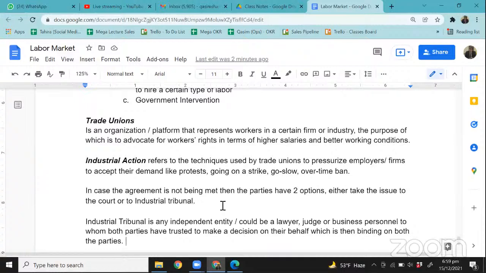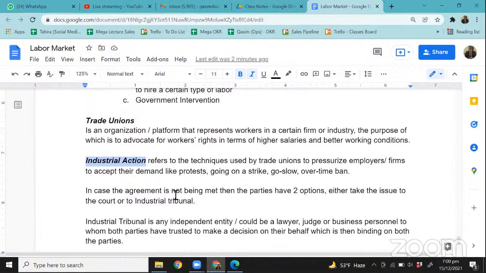So we have very quickly done an overview of how trade unions operate, what their objectives are, and how issues are sorted between companies and trade unions. First, a trade union is a platform that represents workers in any firm or industry, working for workers' rights to protect their interests. If their demands are not met, the option trade unions take is industrial action. They go on strikes, they go on protests and things like that.